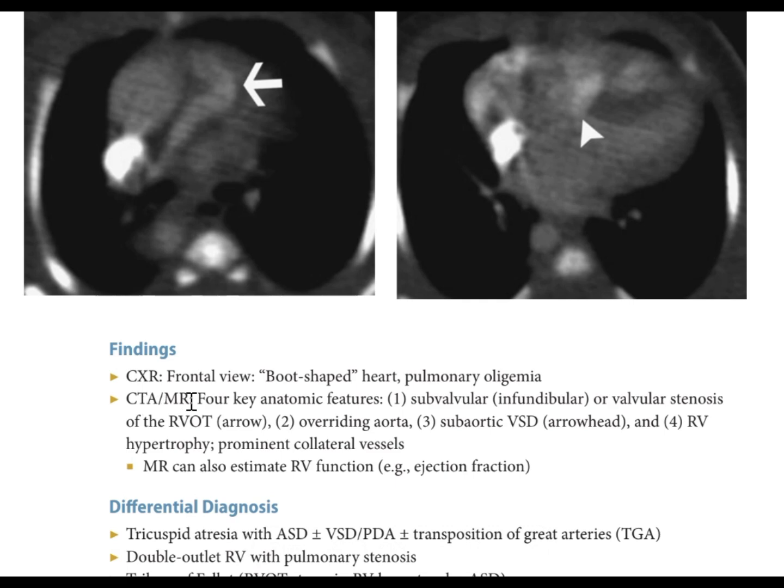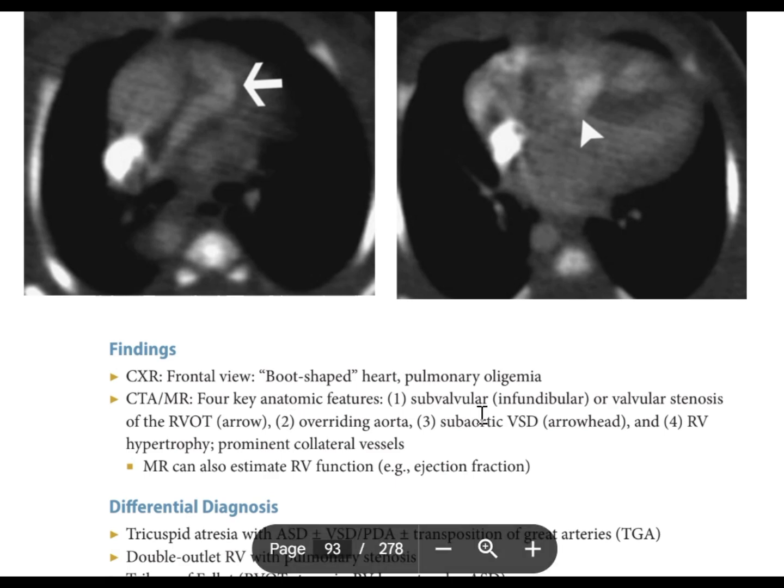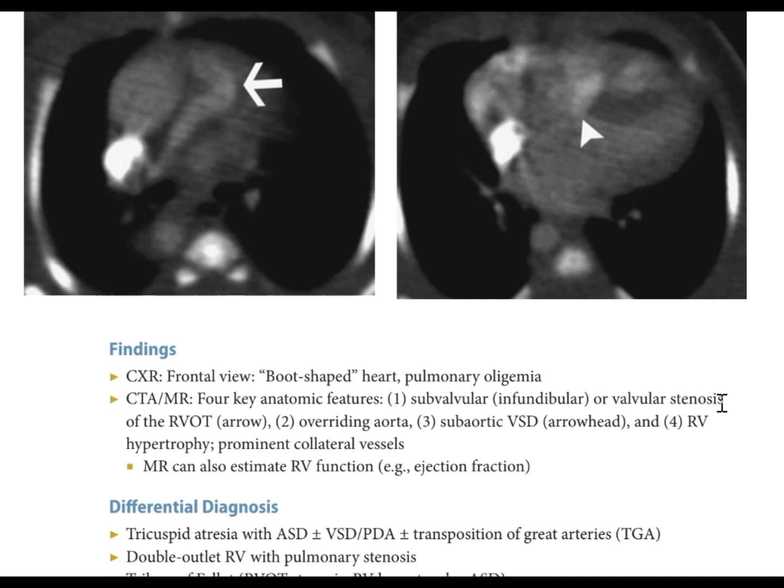CT, angio, and MRI will show the four key anatomic features: subvalvular or infundibular stenosis, valvular stenosis of the right ventricular outflow tract.